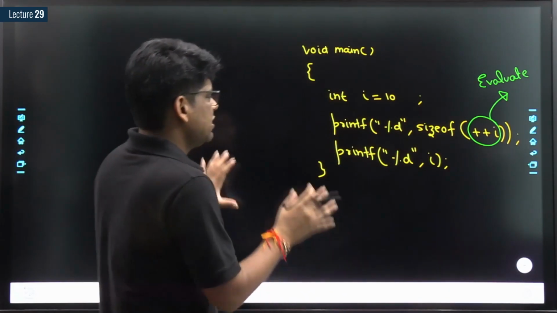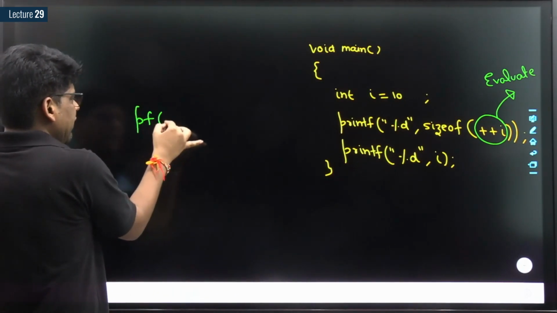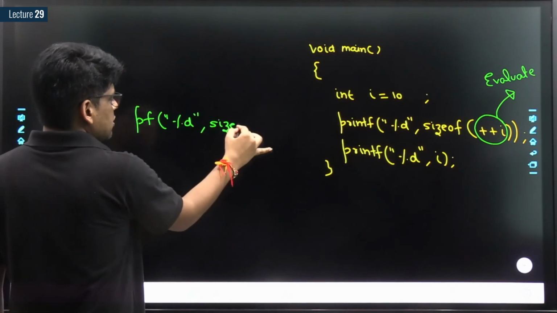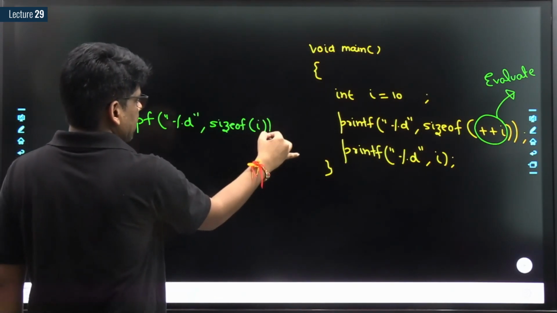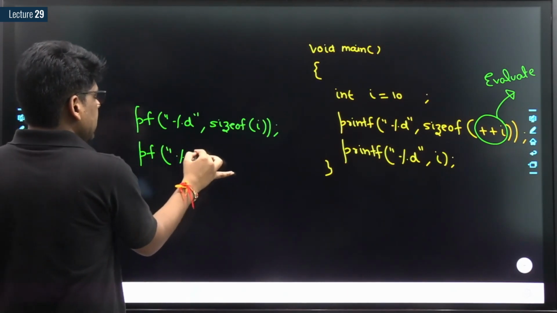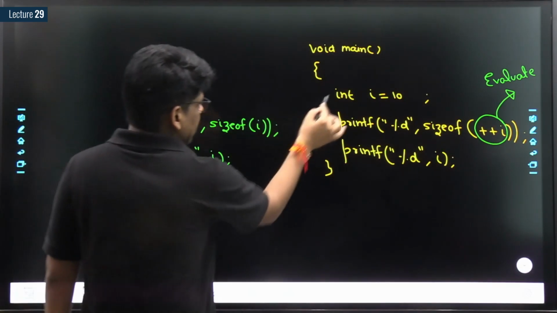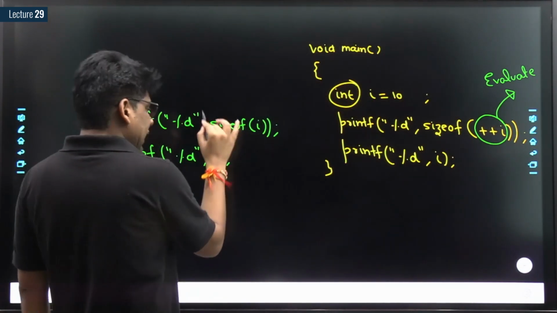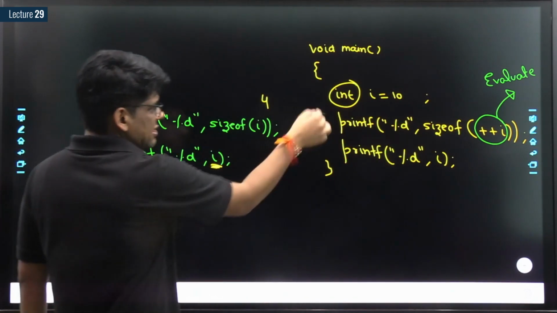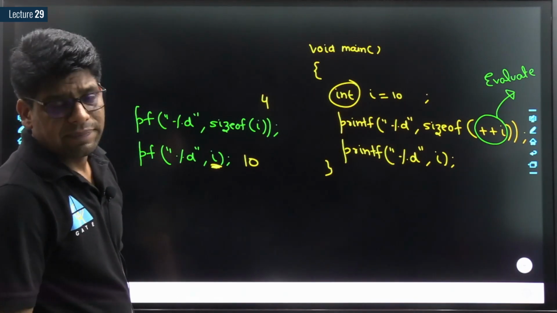That means this code is the same as printf %d, comma sizeof i, and then printf %d, comma i. So tell me, sir, sizeof i, the data type of i is int, and if integer takes 4 bytes, the output is 4. What is the value of i? Still it is 10. The output of this code is 4 and 10.